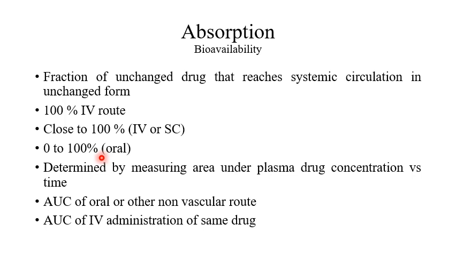Now, how can we determine this bioavailability? It is determined by measuring the area under the plasma drug concentration versus time curve of the oral or any other non-vascular route, and it is compared with the area under the curve of the IV administration of the same drug. If the area under the curve for both curves is equal, then we will say that bioavailability is 100%, or it is equal to 1.